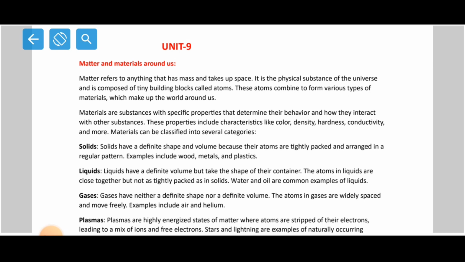Right, so let's begin. Matter and materials around us. We know that there exist different types of materials and matter around us. Matter refers to anything that has mass and takes up space. We can say something is matter only when it has a certain weight or mass and occupies certain space. It is the physical substance of the universe and is composed of tiny building blocks called atoms. These atoms combine to form various types of materials which make up the world around us.